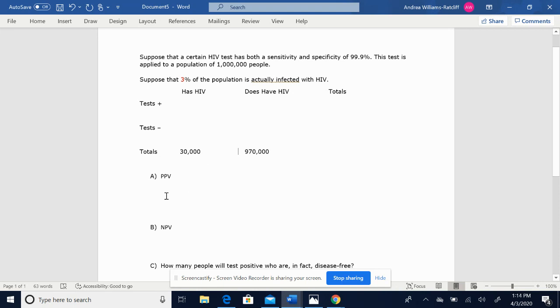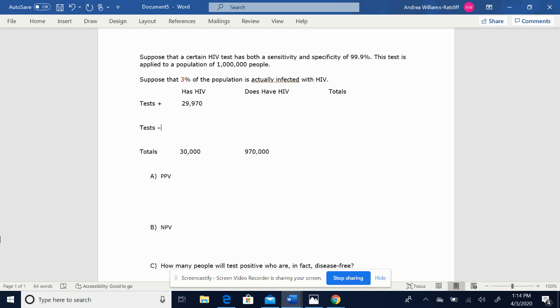But if I find 99.9% of 30,000 people, okay, that's almost all of them. It is 29,970 people, out of these 30,000 it found. That means that 0.1% of that 30,000 people, they're going to get a false positive, okay, or I'm sorry, they're going to get a false negative.